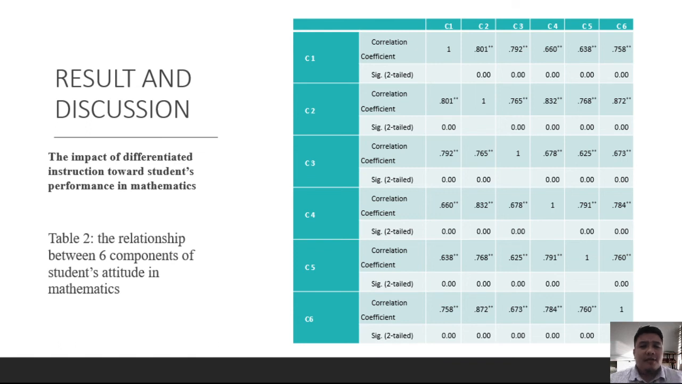What are the attitudes? Students like to study independently. They like sharing ideas. They like that the teachers encourage and support them in the class, and they like interesting activities and interesting assessment. So for all of these attitudes, we want to find the relationship between them. You can see Table 2, the relationship between 6 components of student attitude in mathematics. All of these 6 components show a very good relationship. That means between the components I mentioned just now, the relation between each other is very good.